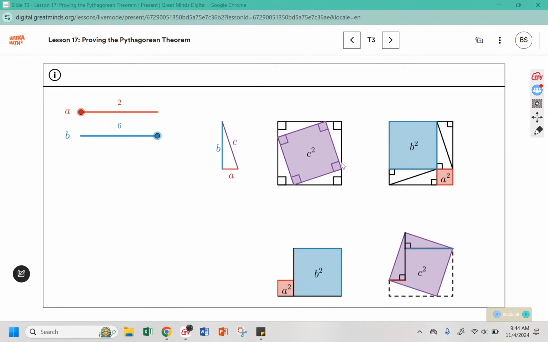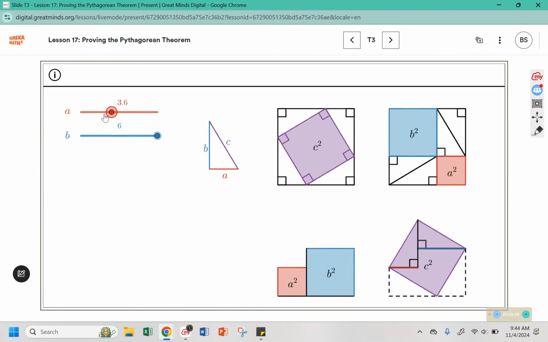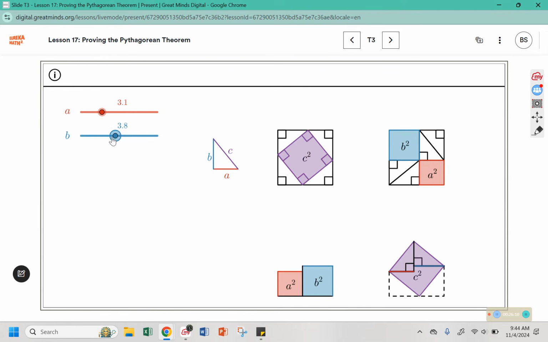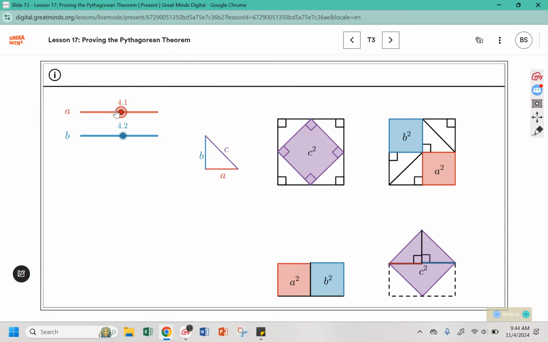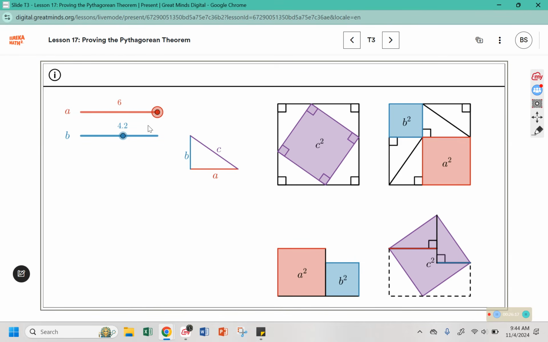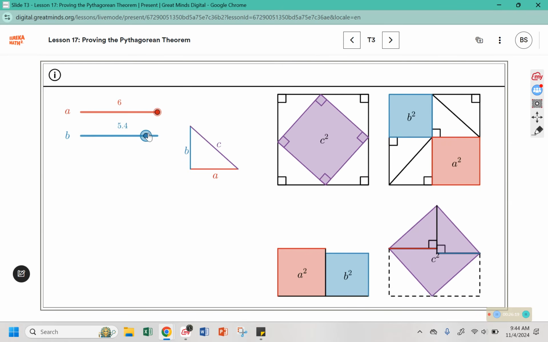So this is just a summary of the two proofs we did today, with the 4 triangles rearranged, and then with the 2 squares cut up to create c squared. And you can see that it doesn't matter what size a and b are, those relationships still exist. So we can prove the Pythagorean theorem for any side length.